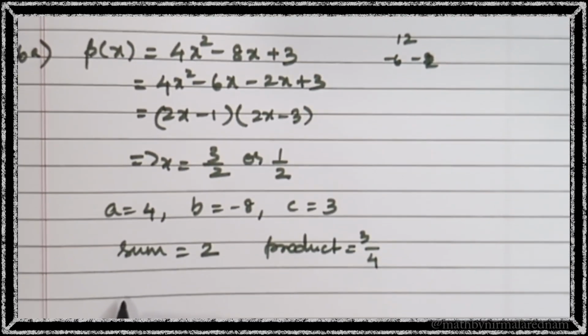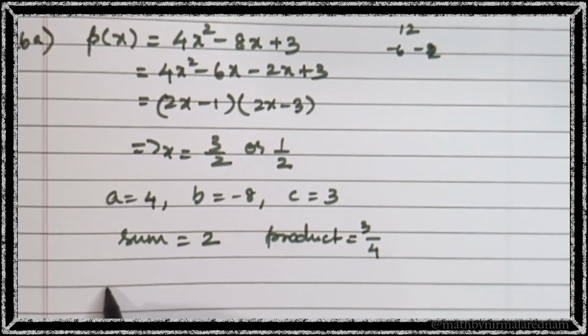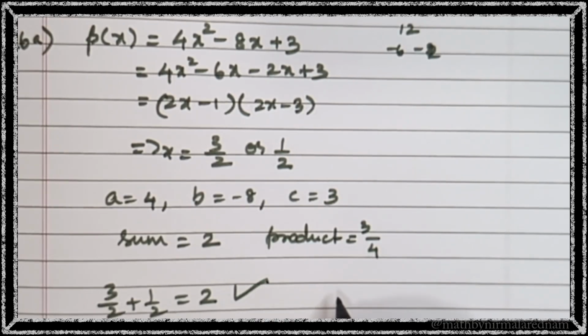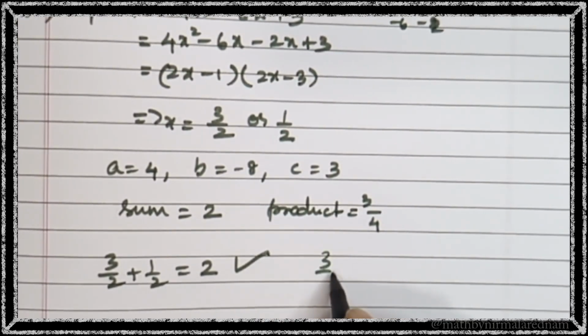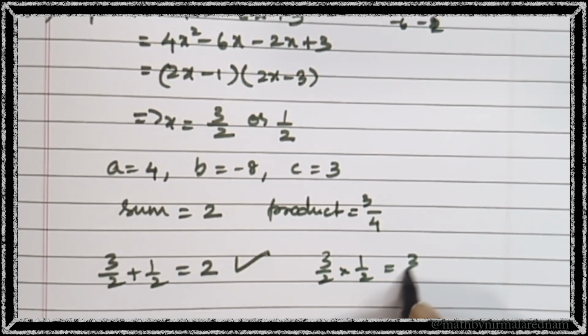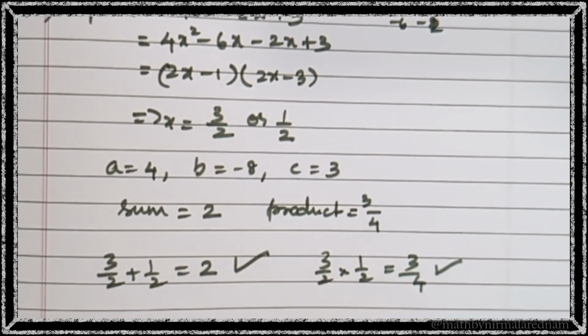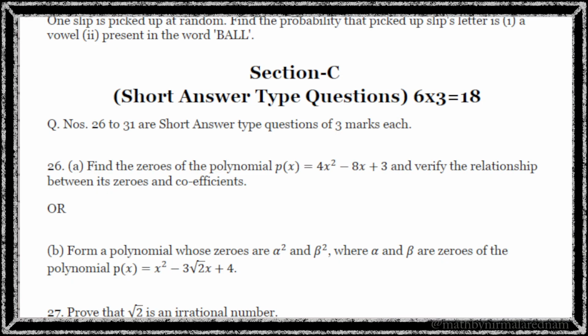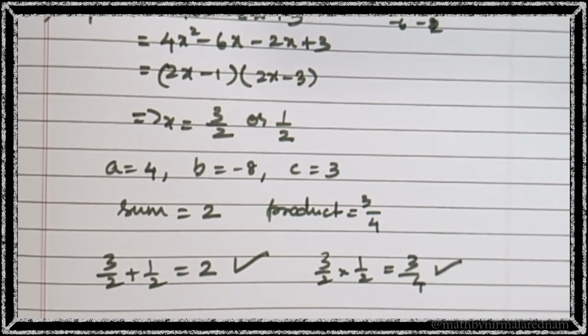Let us verify. Now here, sum of the roots is 3 by 2 plus 1 by 2, which is indeed 2. Okay, so hence verified. Product of the roots is 3 by 2 into 1 by 2, which is 3 by 4, which is also holding the ground. So we have verified both the relations that we have between the zeros and the coefficients. The internal choice question is form a polynomial whose zeros are alpha square and beta square, where alpha beta are zeros of the another polynomial that is given to us.